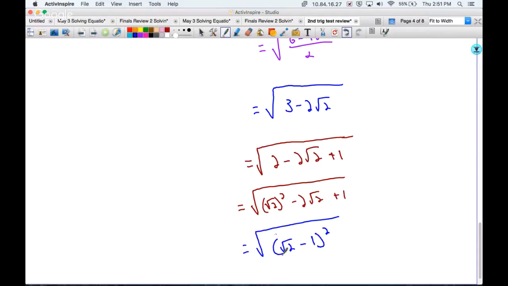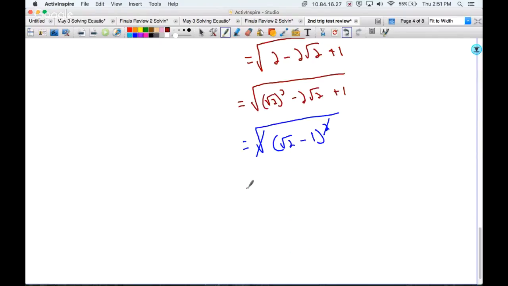Let me just double check that. Yeah, first, outside, inside, last. And now the square roots cancel out. And I'm left with the square root of 2 minus 1.